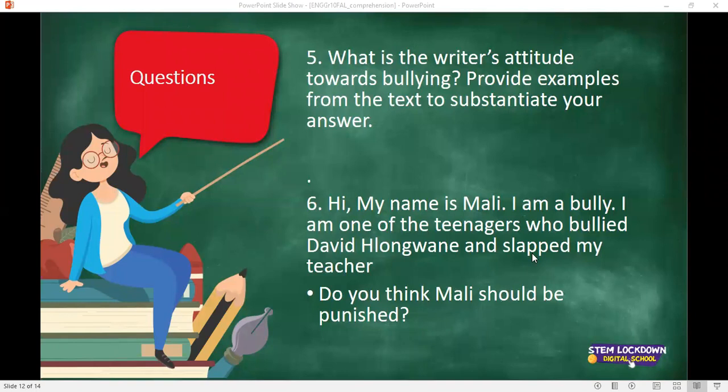So question 6 says that, hi, my name is Mali. I am a bully. I'm one of the teenagers who bullied David Hlongwane and slapped my teacher. Okay, so do you think Mali should be punished? So we know now there's a name, and maybe you can think of a face of a bully. It's not a monster. It's not somebody who we can't relate to. They're human just like me and you.